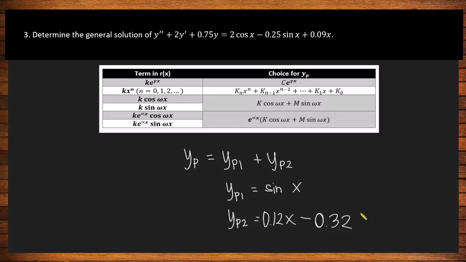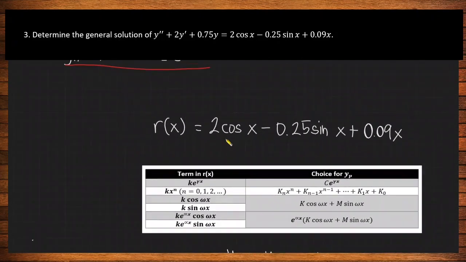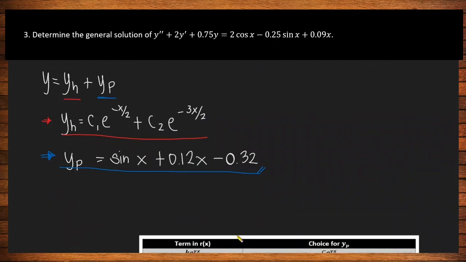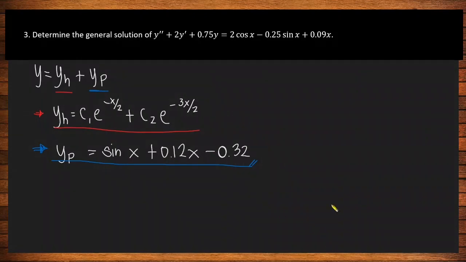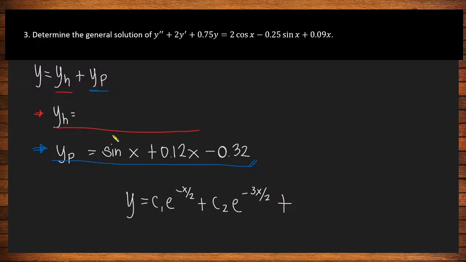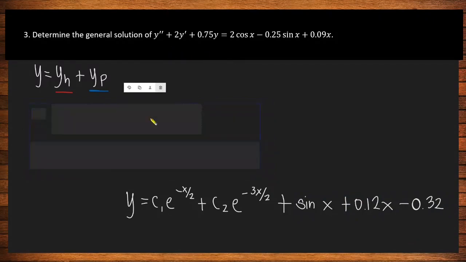Therefore, the value of our y sub p will be equal to sine of x plus 0.12x minus 0.32. And then, now, we will simply add the value of y sub h and y sub p in order to obtain the general solution of our non-homogeneous ODE. So that will be y equal to c sub 1 e raised to negative x over 2 plus c sub 2 e raised to negative 3x over 2 plus yung y sub p. So that is sine of x plus 0.12x minus 0.32.